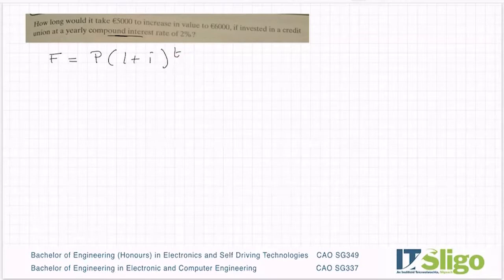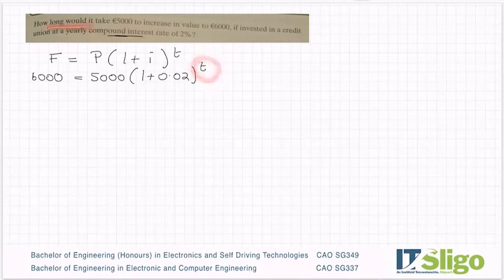Well, I'm going to do it a couple of different ways because, again, teachers teach this in different ways. The principle is all the same, but I'm going to do it a few different ways. In the end, I want my money to grow to 6,000 and I'm starting with 5,000. So 1 plus the interest rate, which must be in decimal, so 2 divided by 100, 0.02, to the power of t. And the question asked how long, so this is what I'm trying to get at.